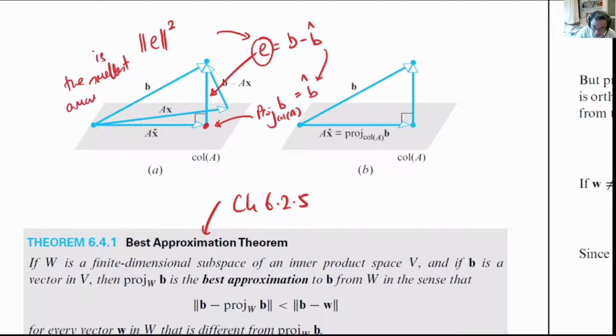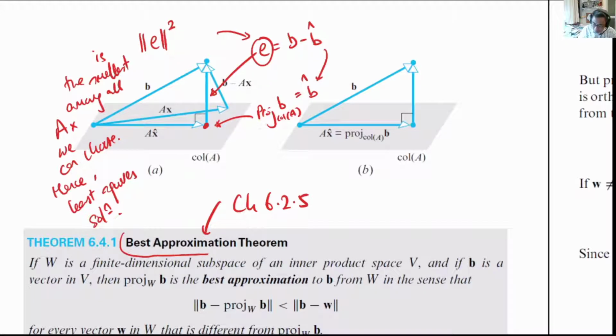among all AX we can choose. Hence, this best solution is called the least squares solution. And this theorem is called the best approximation theorem.